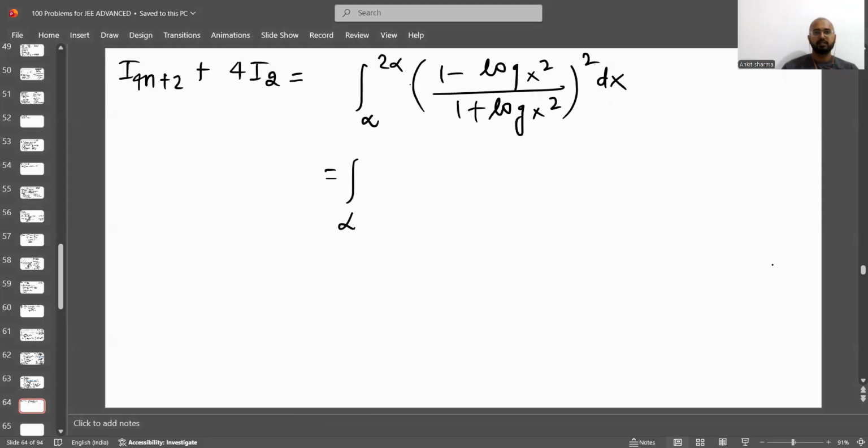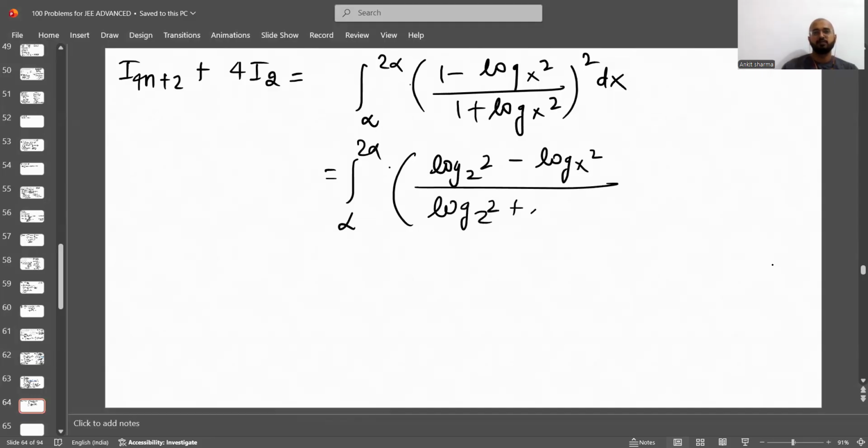This will be further written as alpha to 2 alpha. This now we can write down using the change of base theorem, or the property of log. This 1 minus log 2 over x. This 1 can be written as log 2 base 2. So we can write like this: log 2 base 2 minus log 2 base x, and then here again log 2 base 2 plus log 2 base x squared. And then this would be alpha to 2 alpha.